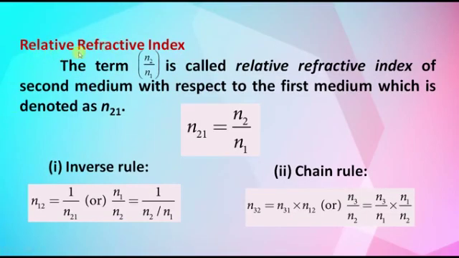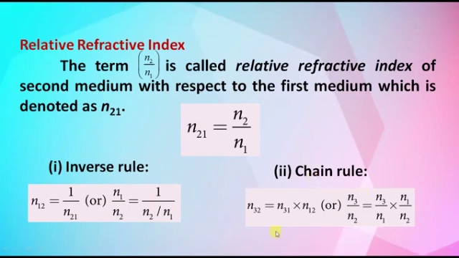Next we are going to see relative refractive index. The term n2 divided by n1 is called the relative refractive index of the second medium with respect to the first medium, denoted as n21. So n21 is equal to n2 divided by n1. By the inverse rule, n12 is always equal to 1 divided by n21, or n1 by n2 is always equal to 1 divided by n2 divided by n1. Written the other way, it is equal to n1 divided by n2.